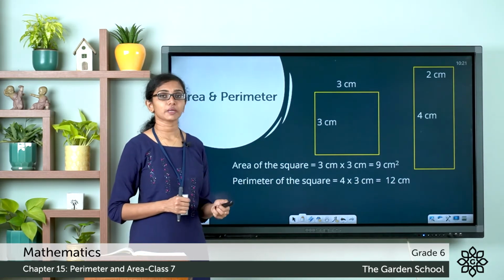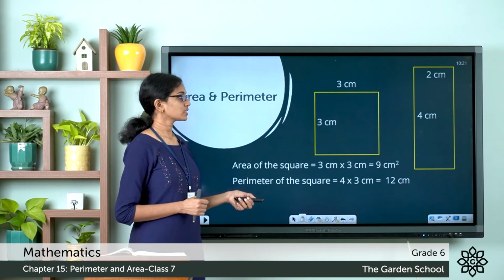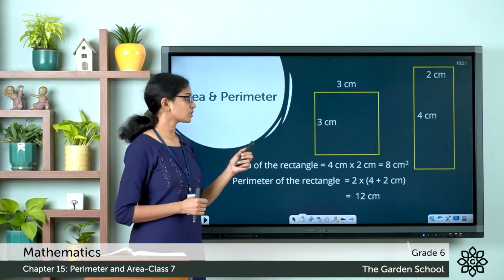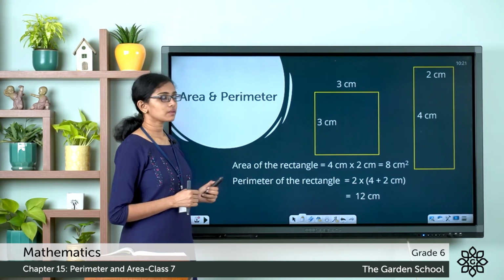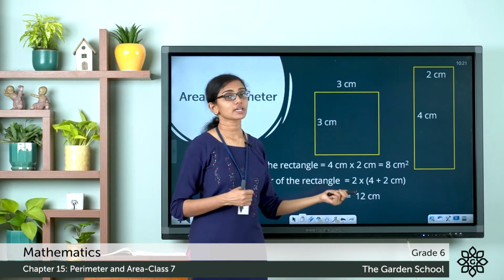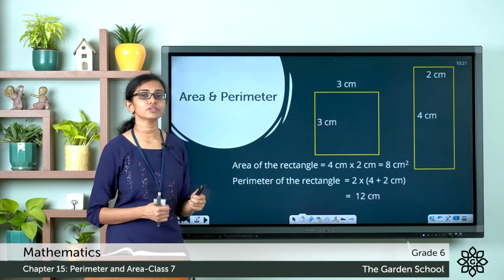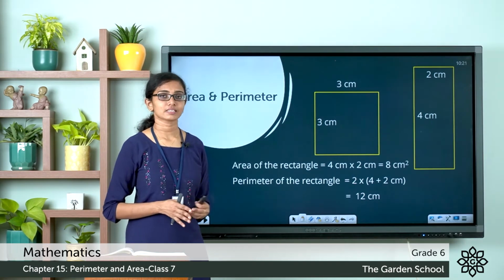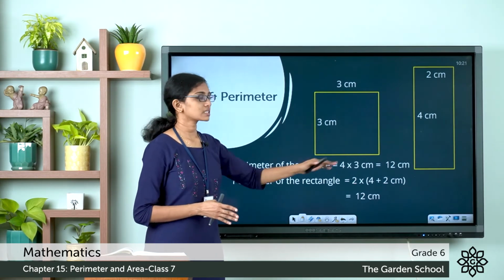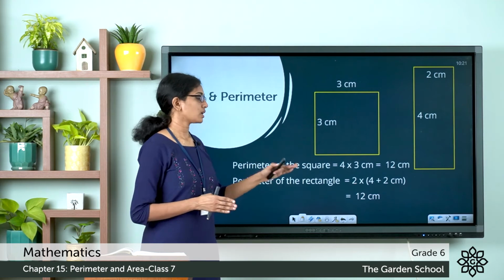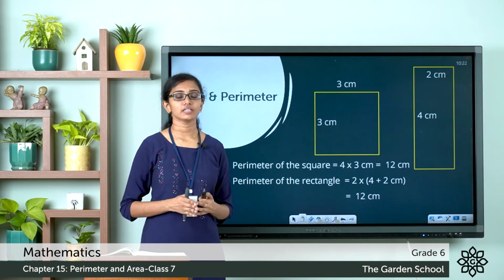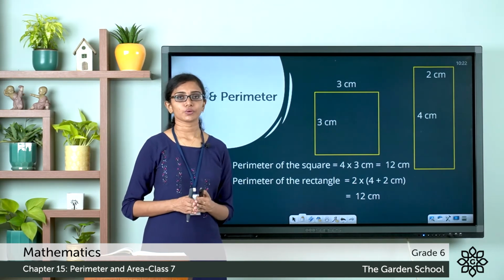Now, let's find the area and perimeter of the rectangle here. For the rectangle, the area is length into breadth, that is 4 into 2, which is equal to 8 cm square. Now, the perimeter is 2 times length plus breadth, that is 4 plus 2 is 6, 2 times 6 is 12, hence the perimeter is equal to 12 cm. Now, let's have a comparison. For the square, the perimeter is equal to 12 cm. For the rectangle also, the perimeter is equal to 12 cm. So, we can say that it is possible for a square and a rectangle to have the same perimeter also.